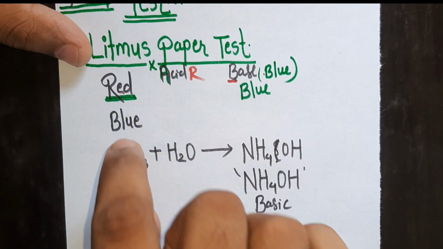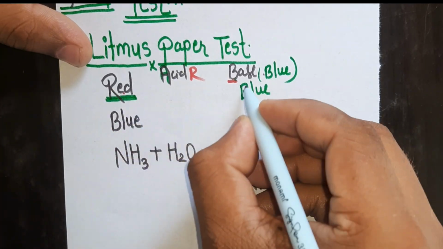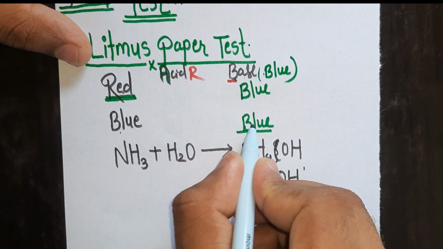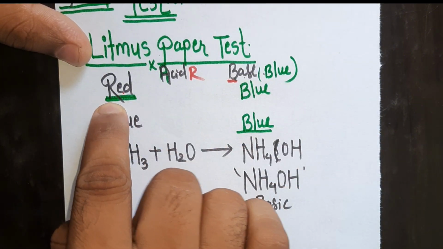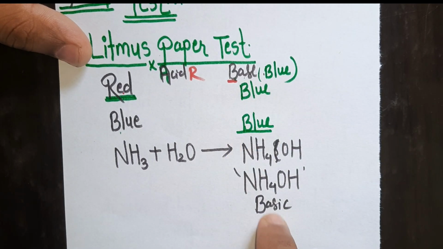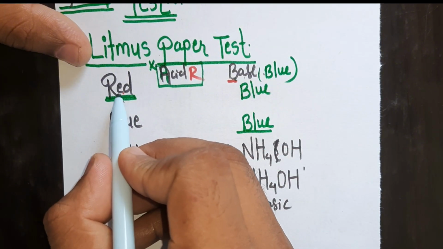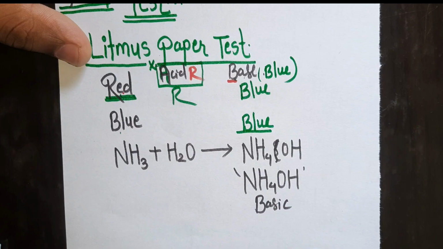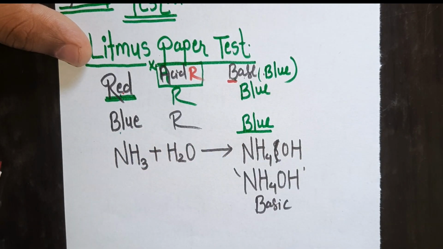And whenever you insert a blue litmus paper into this basic solution, it will also be blue. It means there is no change in color in the case of blue. But if it is a red litmus paper, then it will obviously be converted into blue color if the solution is basic. But in the case of acidic condition, if you keep the red litmus paper in acid, it will always be red. And if you insert blue litmus paper into acid, it will be converted into red.